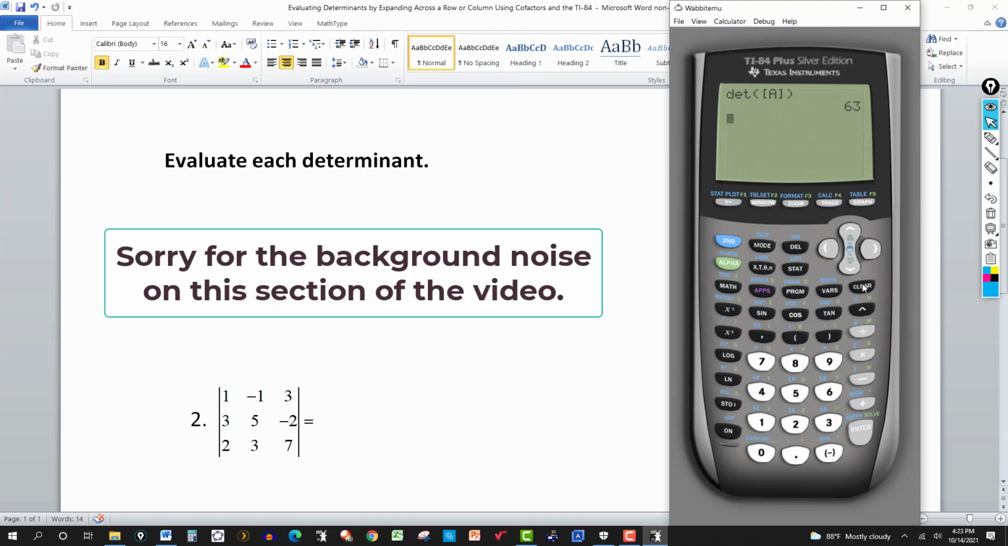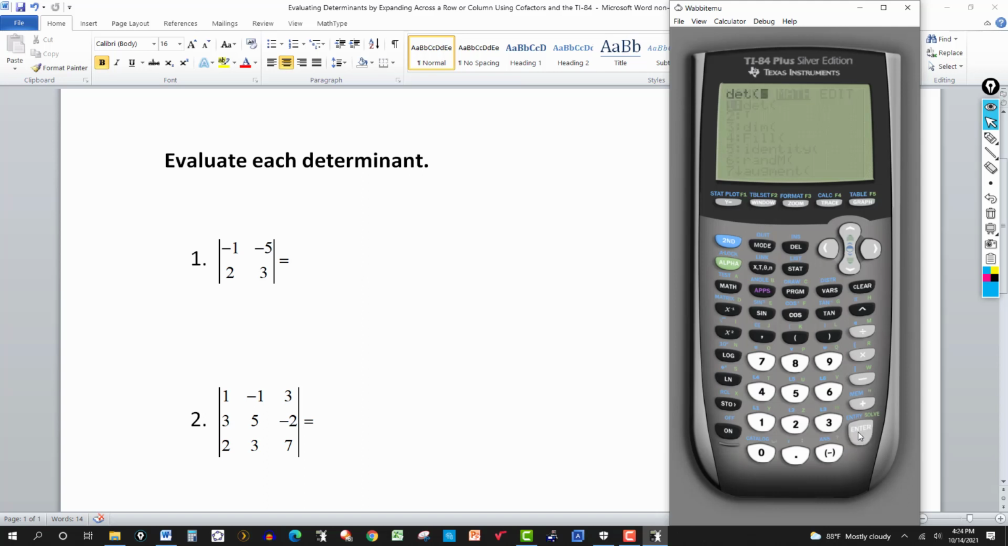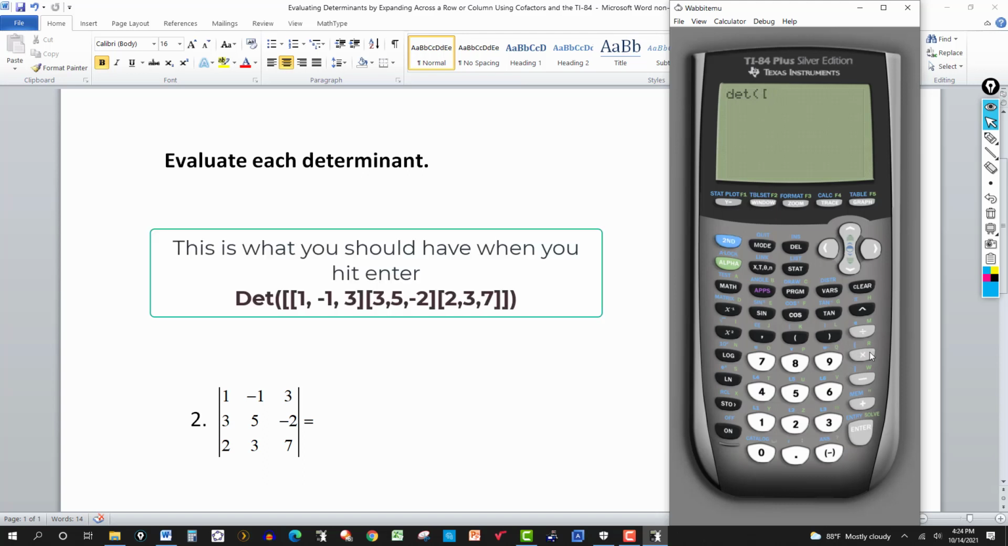I'll show you also that you can do this on the home screen. All you have to do is go to matrix, math, and I want the determinant, hit 1. Instead of defining this as a matrix, I can just enter it another way using brackets. I go to the brackets, one bracket, another bracket, and then I enter the components of each row within 2 brackets.